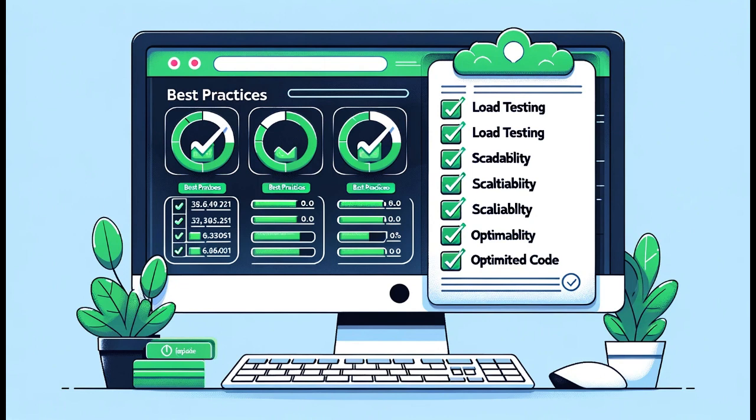In conclusion, performance can make or break user satisfaction and application success. By integrating performance testing early, defining clear goals, creating a realistic test environment, and utilizing a comprehensive testing approach, you can identify issues, optimize performance, and provide users with a seamless experience.